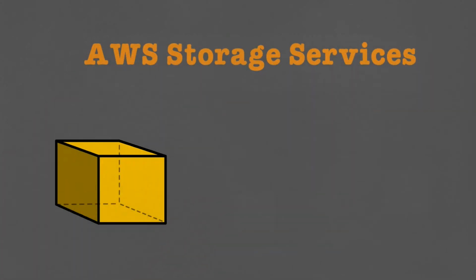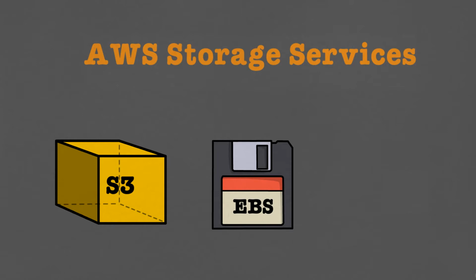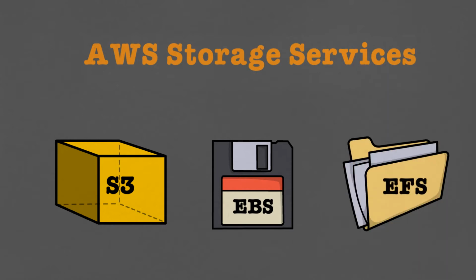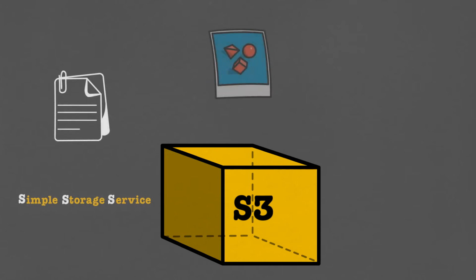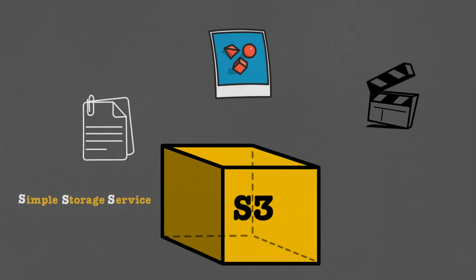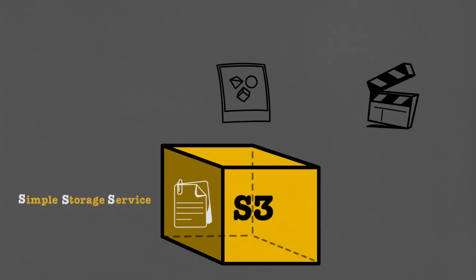This video will serve as a summary for AWS Storage Services. First, we start with Amazon S3. S3 is short for Simple Storage Service. The letter S occurs 3 times here, hence we get the name S3.